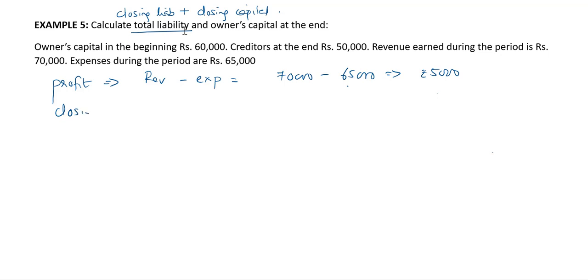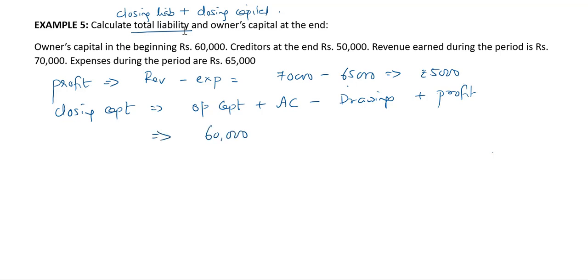Closing capital is equal to opening capital plus the additional capital minus the drawings plus the profit. The opening capital is given as rupees 60,000. There is no additional capital and drawings, and the profit we just found out to be rupees 5,000. Therefore, the closing capital is rupees 65,000.